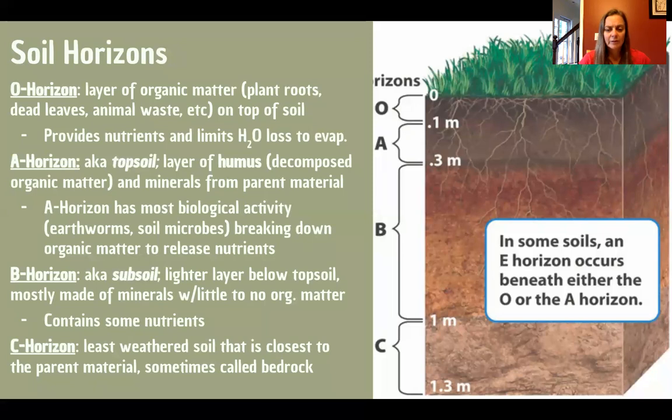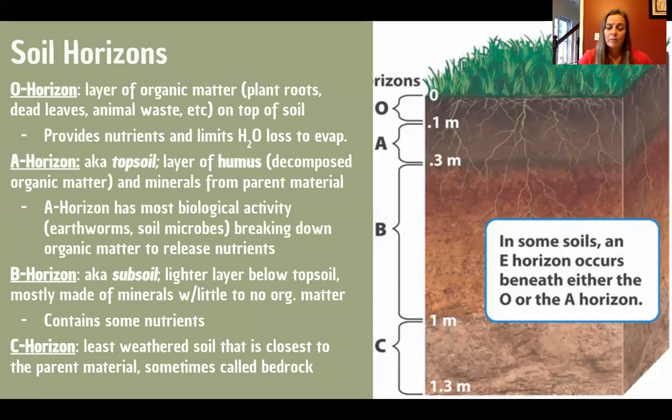Okay, when we talk about soil, we talk about horizons. These are the different layers within the soil. So the very topmost layer we call the O horizon, and this is a layer of organic matter. So this is plant roots, this is dead leaves, this is animal waste. This is really, generally speaking, kind of on top of the soil. It does provide nutrients, it limits water loss to evaporation, but it's not technically soil yet because it hasn't really broken down. It's still considered the organic horizon.